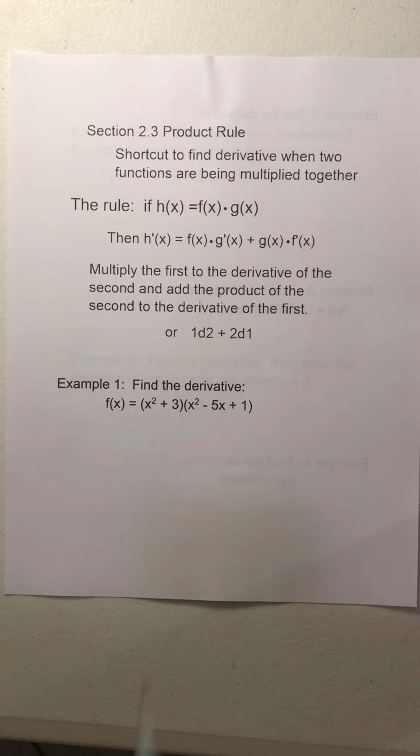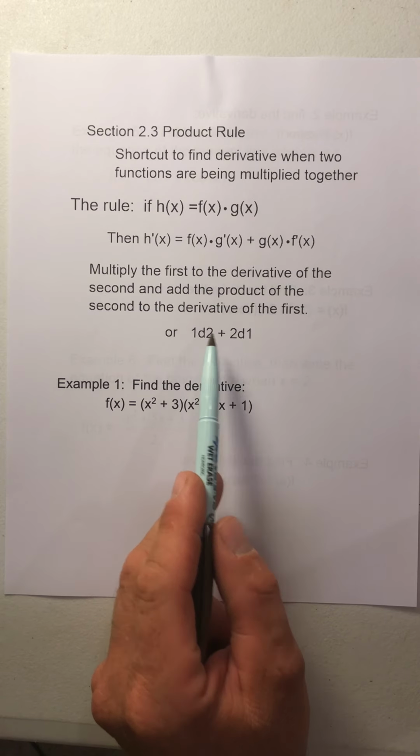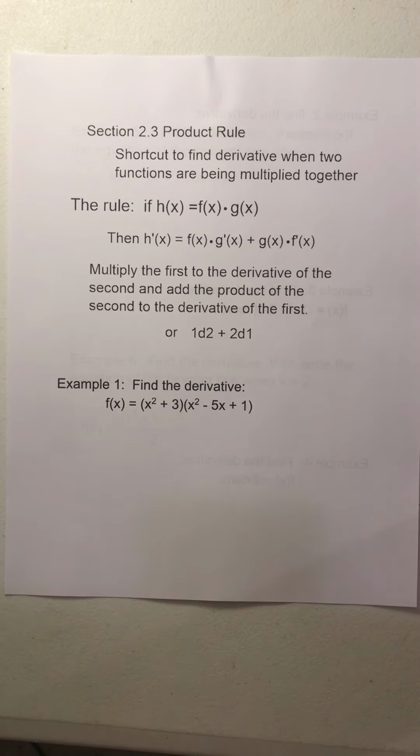I like to say 1d2 plus 2d1. So the first times the derivative of the second plus the second times the derivative of the first. It's just kind of the little mnemonic that I came up with, or I've used in the past, and that I like to think of when I do the product rule. I always say in my head 1d2 plus 2d1. Kind of gives you a little ring to the product rule.